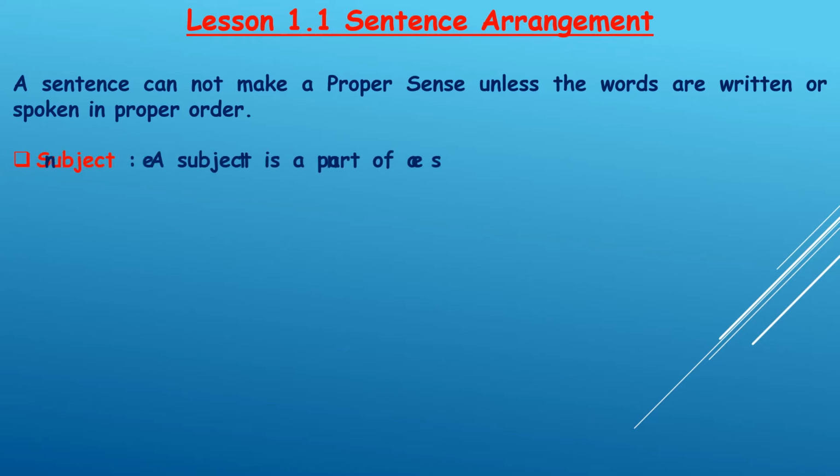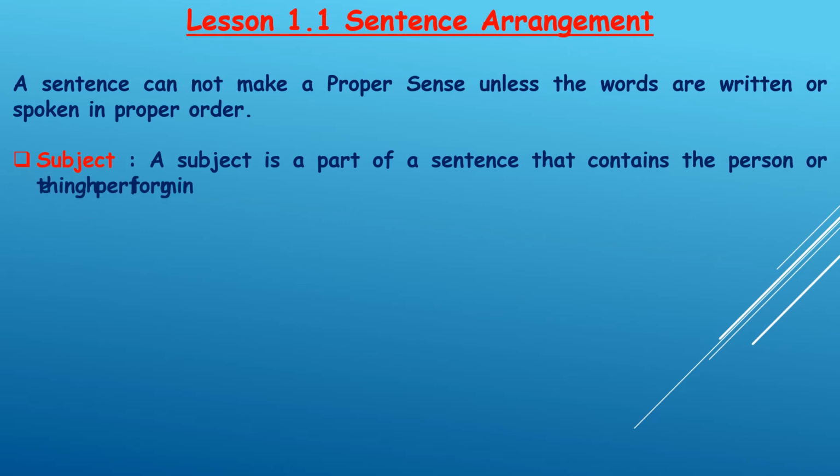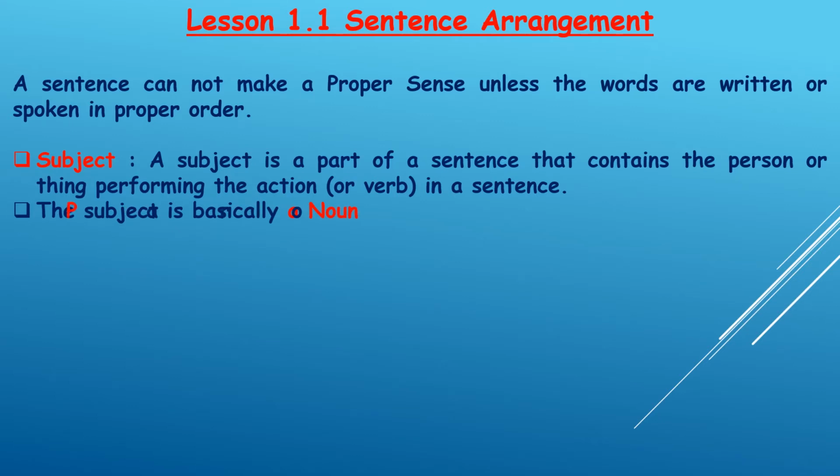Beginning with subject. A subject is a part of a sentence that contains the person or thing performing the action or verb in a sentence. So generally you will find the first part as a subject. And what is a subject? A subject is always performing the action or the verb in a sentence. The subject is basically a noun or a pronoun. So basically you can find it as a noun or a pronoun.